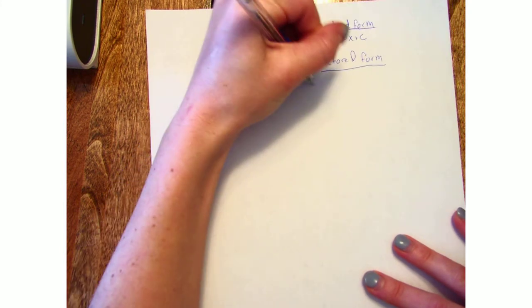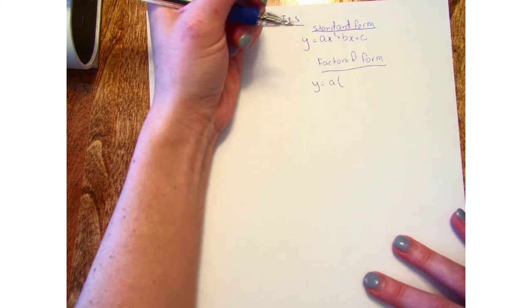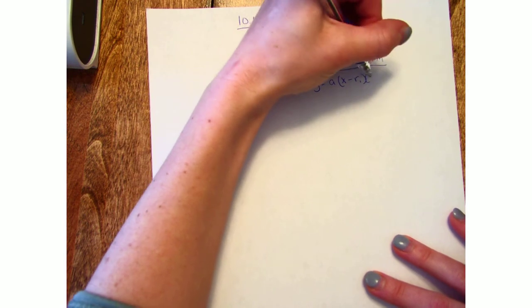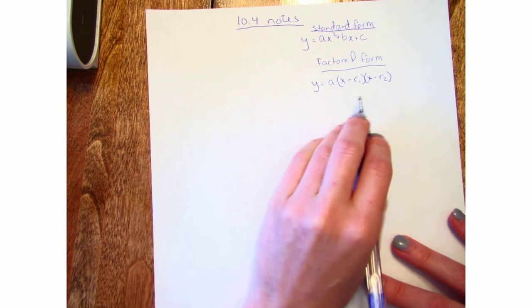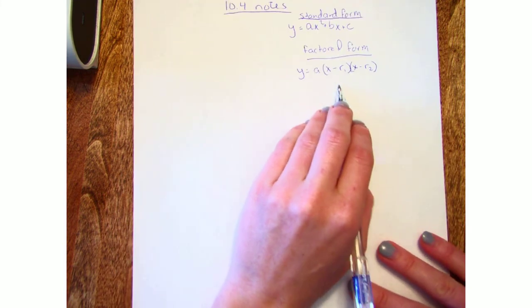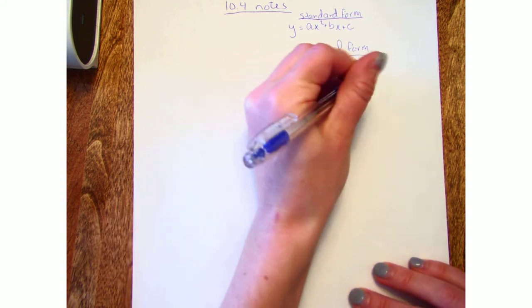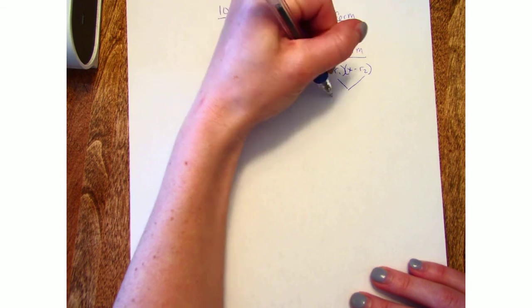So that's going to look similar, but a is out there in the front. And then we have x minus r1 and x minus r2. So it looks similar to what we've just been working with, two binomials. So hopefully this looks familiar.